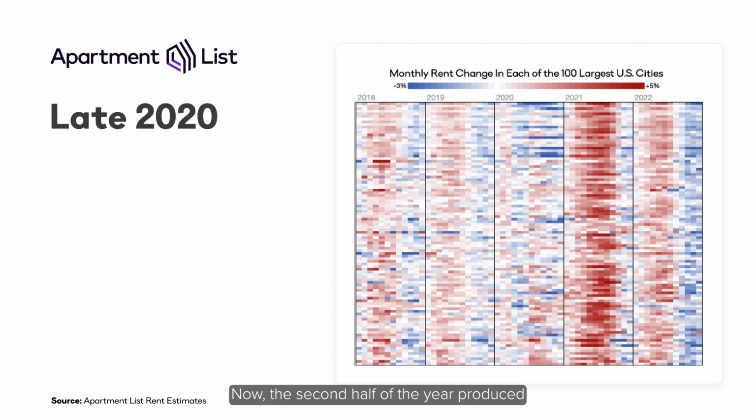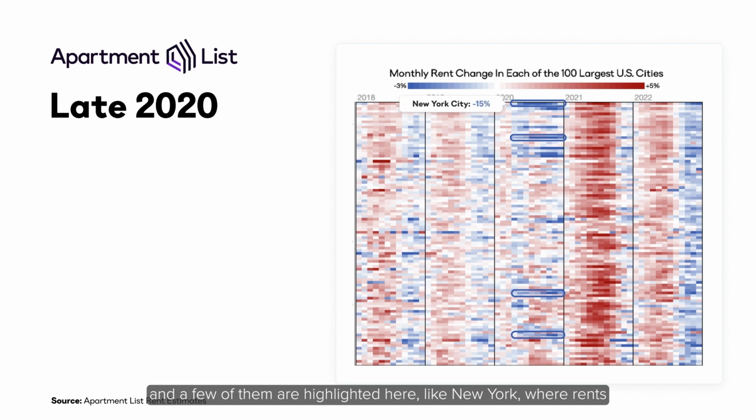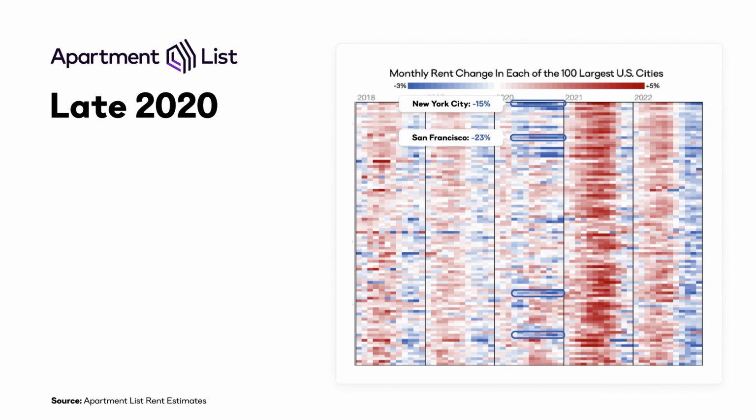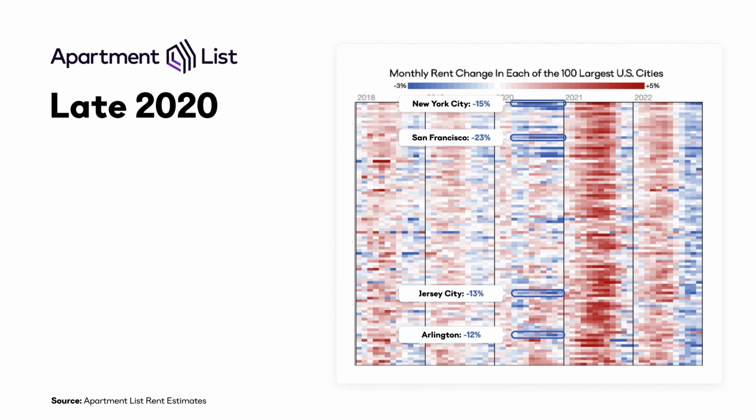Now, the second half of the year produced something even more unexpected. You'll notice in the chart, one thing that stands out are these dark horizontal bands of blue. And they don't really show up at any other point. These are your dense, urban, expensive cities that saw rent prices really crater in 2020. And a few of them are highlighted here, like New York, where rents fell 15% in the last 6 months of the year. The steepest decline was in San Francisco, where they fell 23%. But it even affected some of the smaller nearby cities like Jersey City, which is just outside of New York, or Arlington, which is just outside of DC.